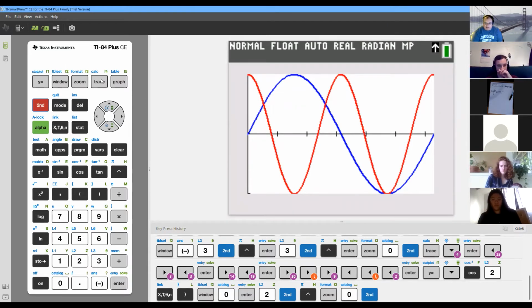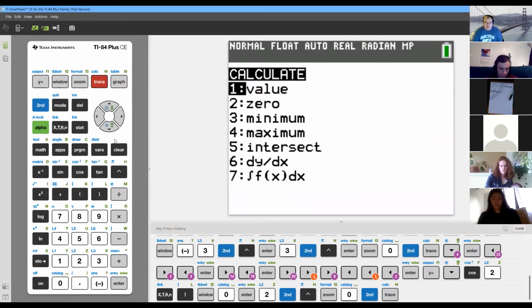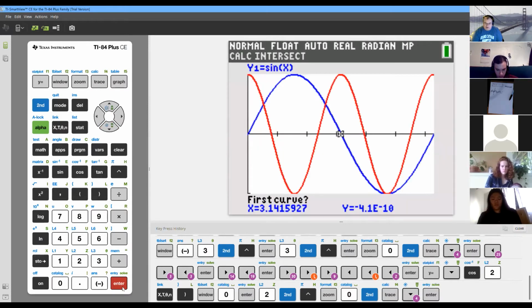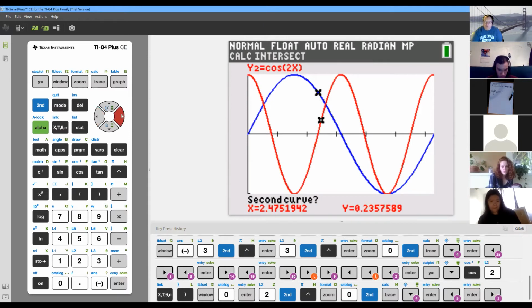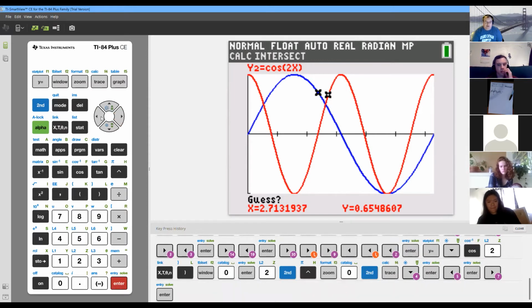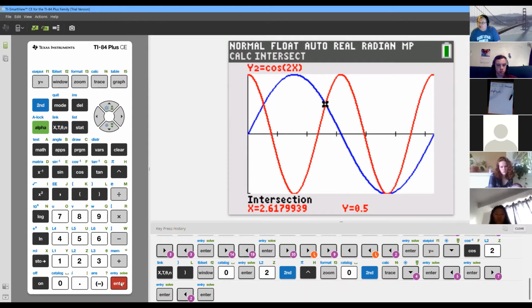Second calc, option 5. Intersect. Now, I'll move it a little bit. It's on the first curve, the blue curve, correct. As you see, it's now jumped to the second curve, the red one, correct. I want to guess about there, enter. And the answer is 2.6180 to 4 decimal places.